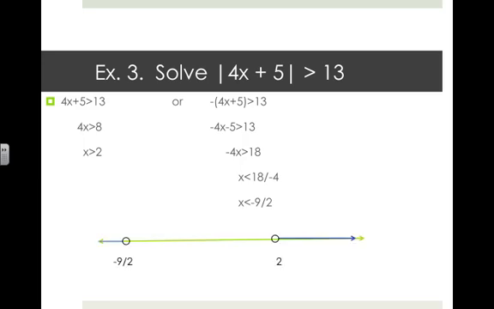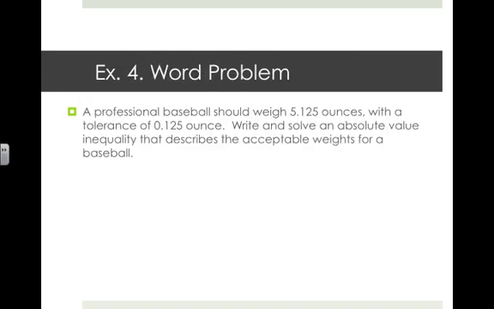Let's put that on our number line. So here we've got x less than negative 9/2, and here we have x greater than 2. I should have a little blue arrow on that part right there, so color in the arrow there too. So x less than negative 9/2, x greater than 2. And our final solution: x greater than 2 or x less than negative 9/2.